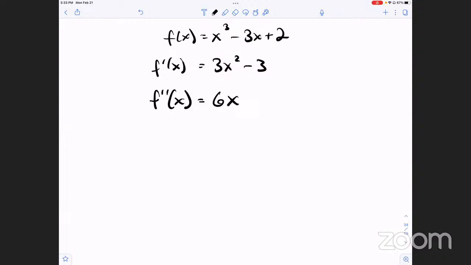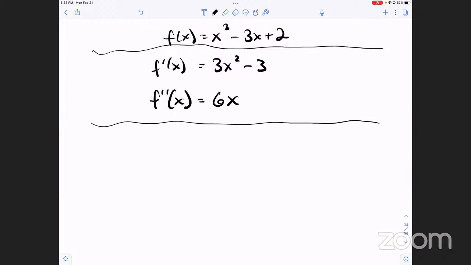So then the critical values, first we want to set f prime, I'll just kind of break the line. So then let's do like this.